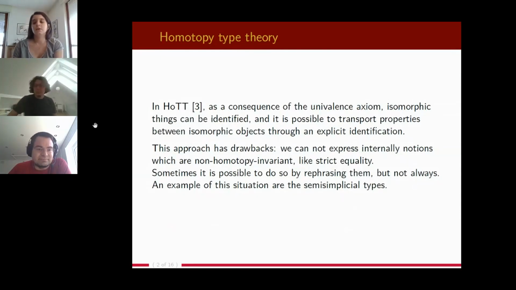Indeed, there are notions, for example strict equality, which are not homotopy invariant, and so it becomes hard to express those notions internally. Sometimes it's possible to rephrase those notions and then express them in HoTT, but it's not always possible. One example of this situation is the semi-simplicial types.